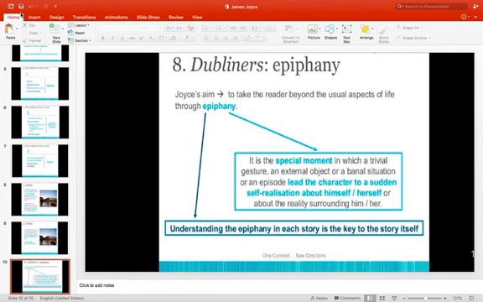Epiphany as a literary device: if we see Dubliners, Joyce's aim was to take the reader beyond the usual aspect of life through epiphany. What is epiphany? It is the special moment in which a trivial gesture, an external object, a banal situation, or an episode leads the character to a sudden self-realization about himself or herself, or about the realities surrounding him or her. So we can say that it is a sudden moment of realization about the thinker's personality or the reality surrounding him or her, which results in understanding. The epiphany in each story is the key to the story itself.